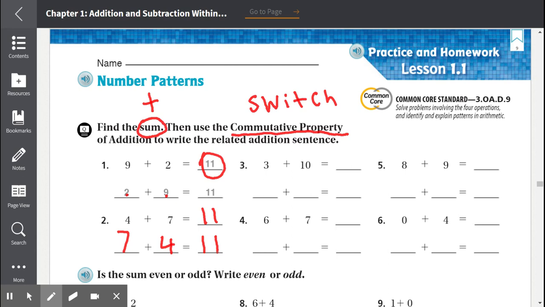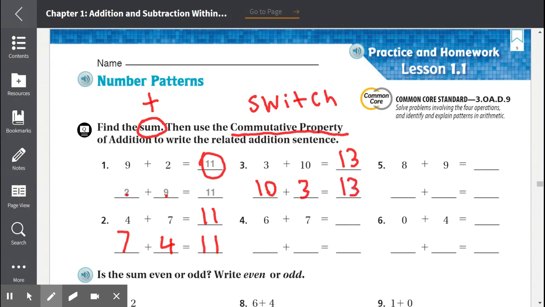On to number 3. 3 plus 10. 3 plus 10 we know will equal 13. So if 3 plus 10 equals 13, when we switch the addends, the 3 and the 10, it becomes 10 plus 3. So 10 plus 3 equals, that's right, 13. Because all we did was switch the addends. So we have the same sum, 13 and 13.